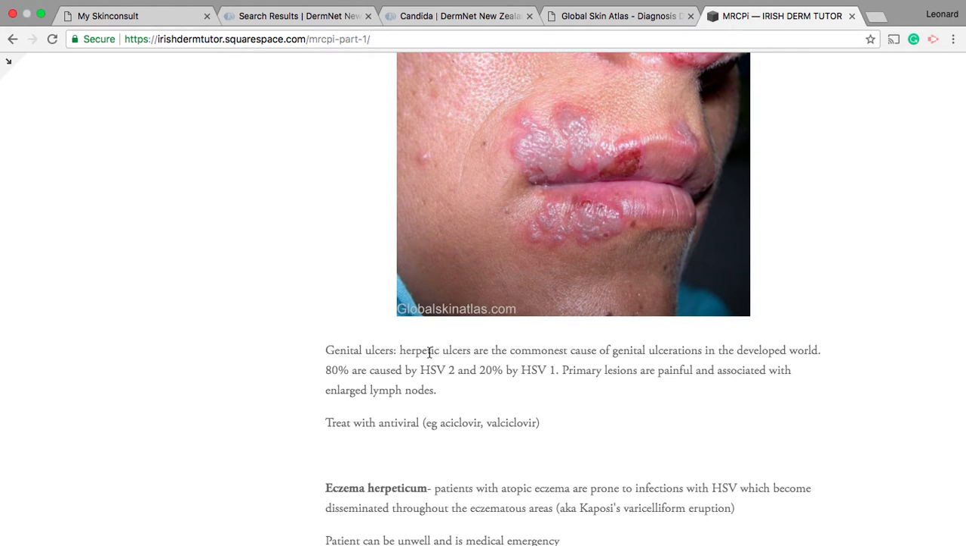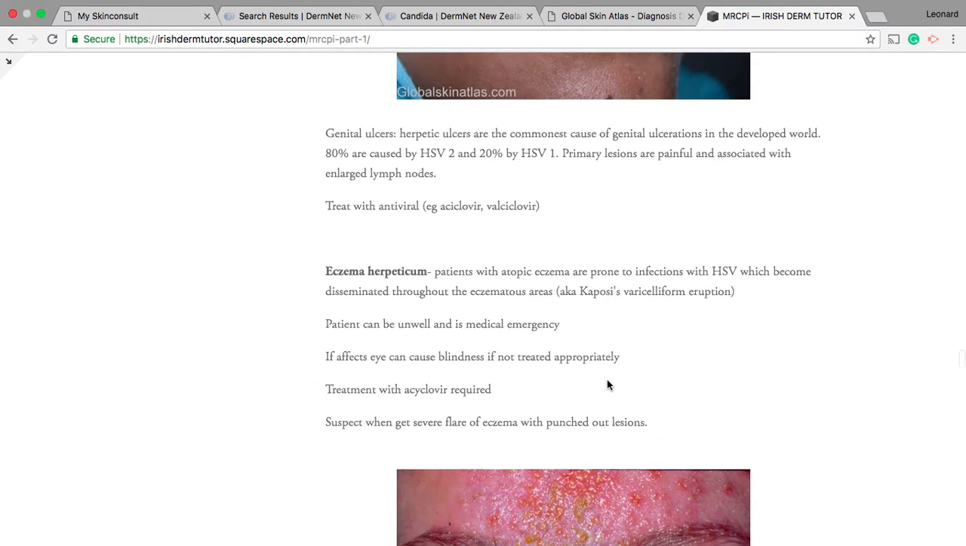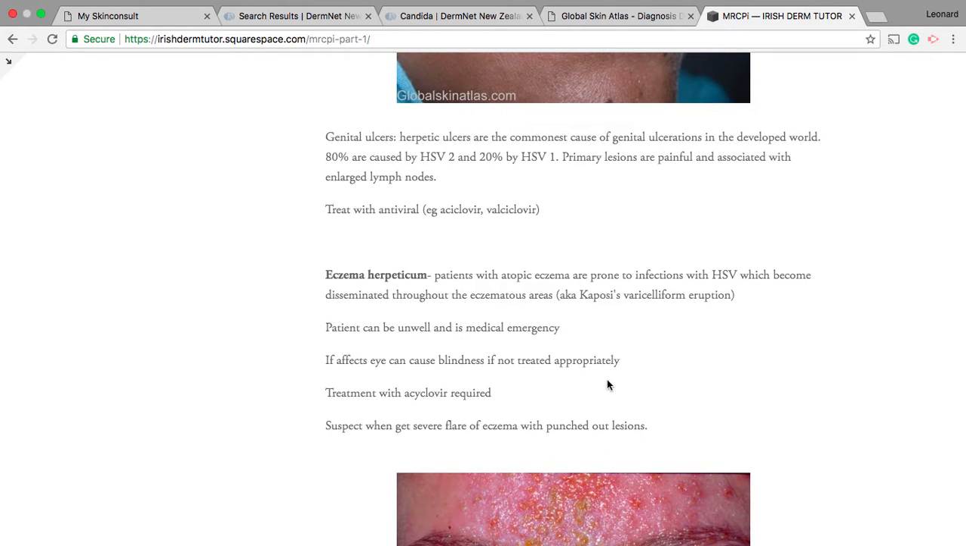So genital ulcers. Herpetic ulcers are the commonest cause of genital ulceration in the developed world, and 80% are caused by herpes simplex virus 2, and only 20% by herpes simplex virus 1. The ones caused by herpes simplex virus 2 tend to be more severe and more painful. As I said, the primary lesions can be quite painful, and they're often associated with enlarged lymph nodes. You'd usually treat these with an oral antiviral, such as acyclovir or valacyclovir.